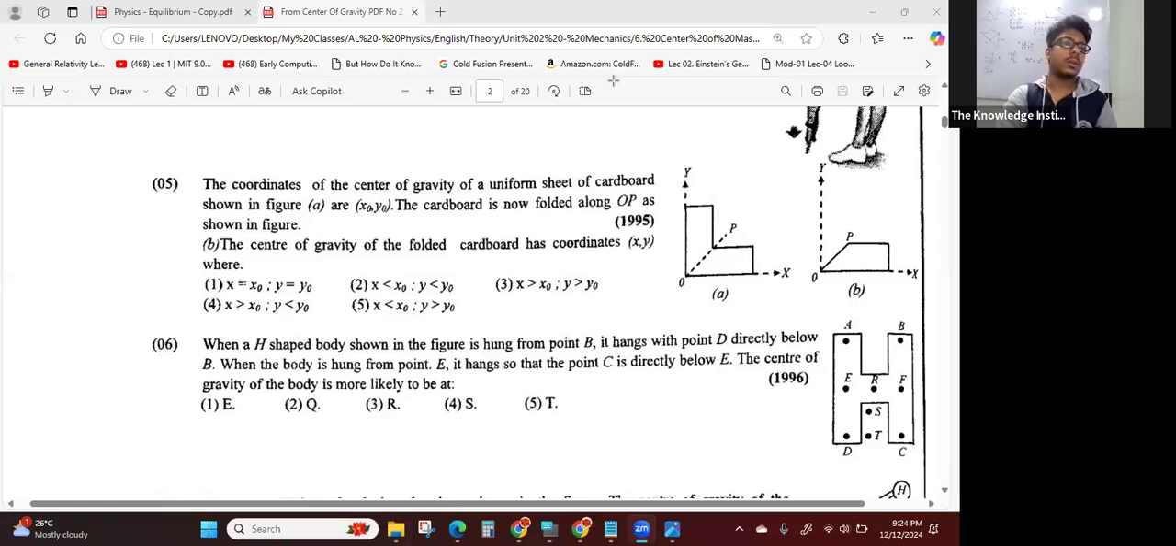Okay. All right. So here, for example, if you have a square cardboard, we know the center of gravity will be at the midpoint of this cardboard, somewhere here, the middle point. Since now we cut and take this part out, it will be shifted somewhere here. Therefore, the center of gravity of this cardboard will be somewhere here.